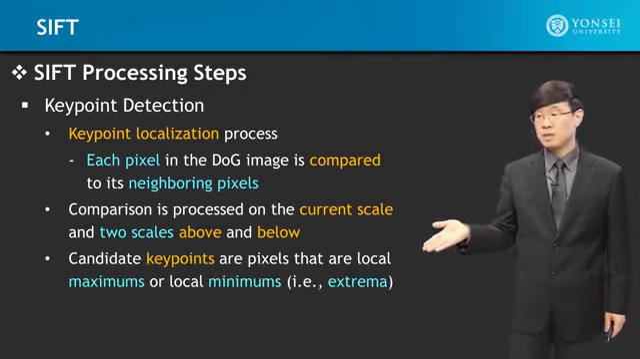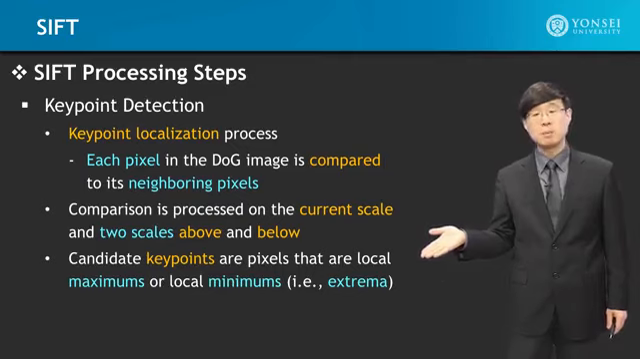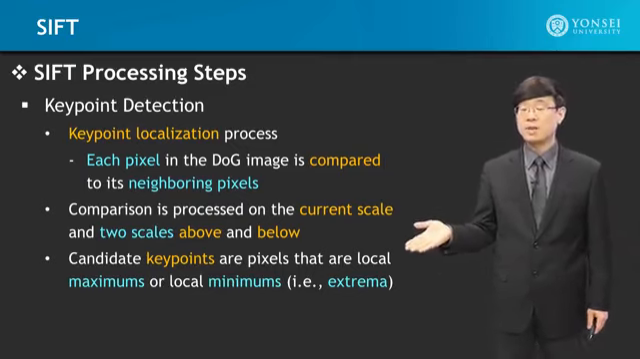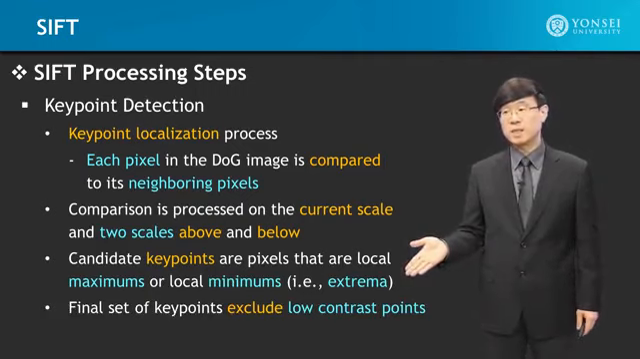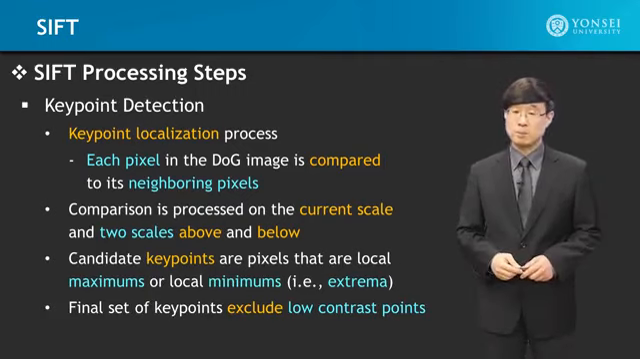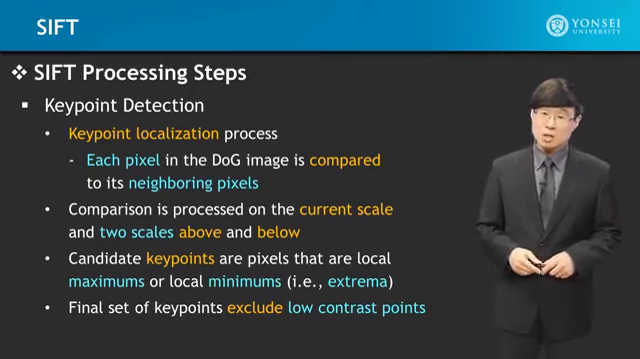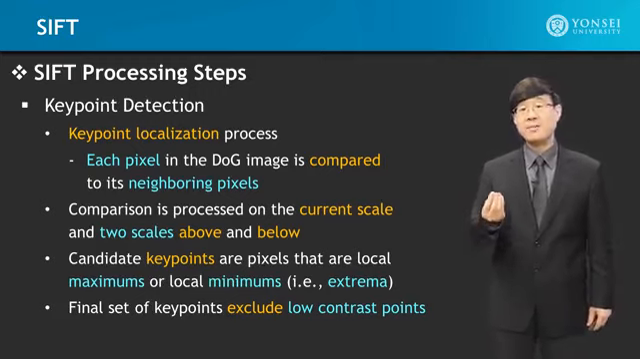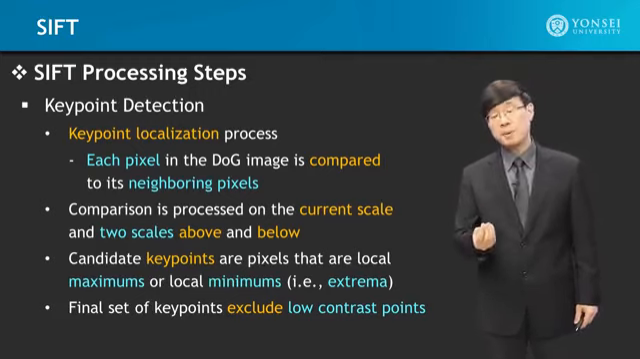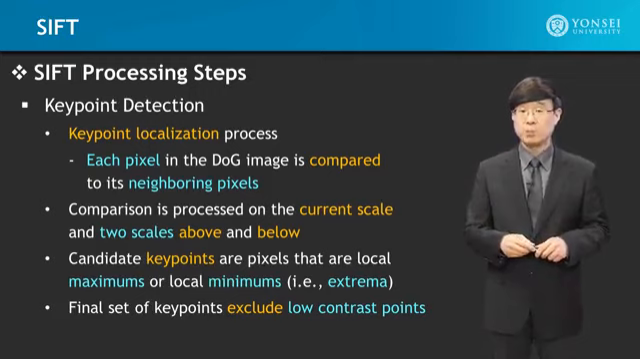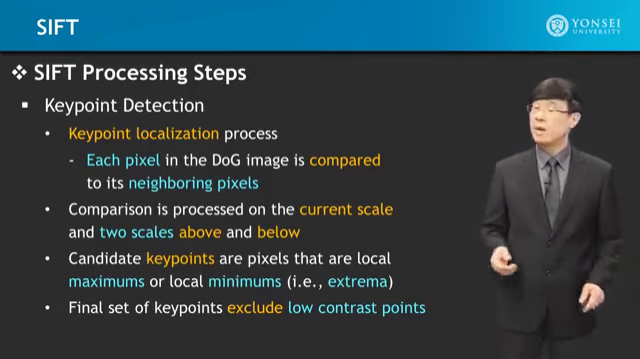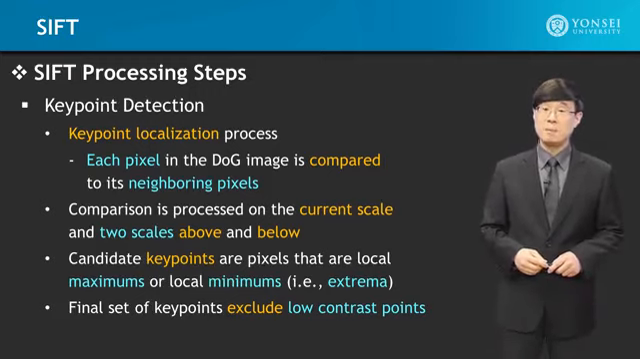Candidate key points are pixels that are local maximums or minimums. The extrema points are the candidate key points. And a final set of key points will exclude low contrast points. Because if you're a low contrast point, you may have error inside. You may not be accurate. So even though the value is a maximum or minimum in its local range, if the contrast is low, you may not want to use it because it may be faulty.